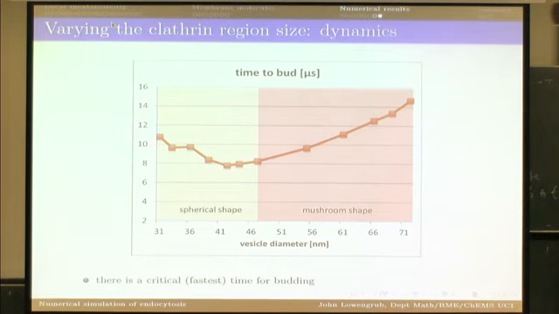And so then, indeed, if you plot the time to bud, essentially when it stops changing, as a function of the vesicle diameter, then you again see this minimum. So that predicts that there's a certain amount you need to get it to go the fastest. And the numbers are kind of in, at least the vesicle diameters are in the right ballpark for the experiment.